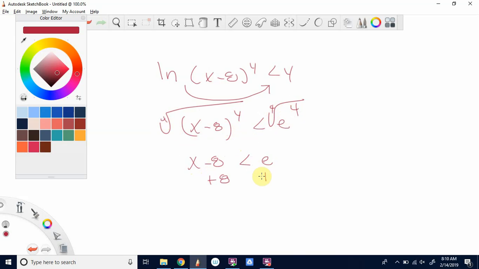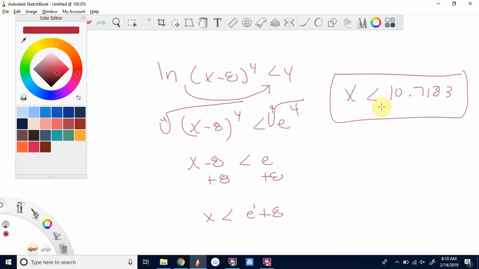So then I add 8. Now it's just simple math, less than e plus 8, and you put that in your calculator. Remember, this is implied base e. So x is less than 10.7183. Why do we not have to worry about negative numbers?